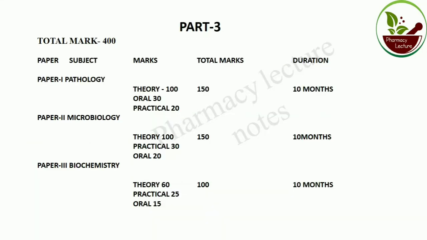Similarly, part 3, total marks 400. It also takes 10 months. Paper 1 pathology, paper 2 microbiology, paper 3 biochemistry. Pathology 150 marks, microbiology 100 marks, biochemistry theory 100, 160.